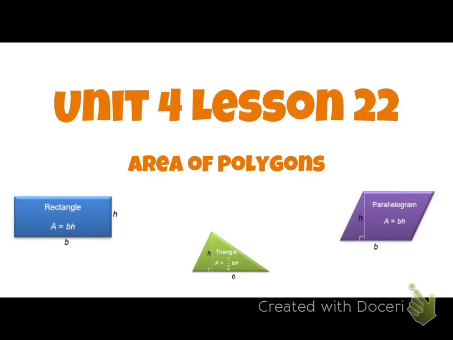We are moving on today to Unit 4, Lesson 22. We are going to get into our geometry unit. So today we're going to talk about the area of polygons. Specifically, we're going to talk about rectangles, triangles, and parallelograms.